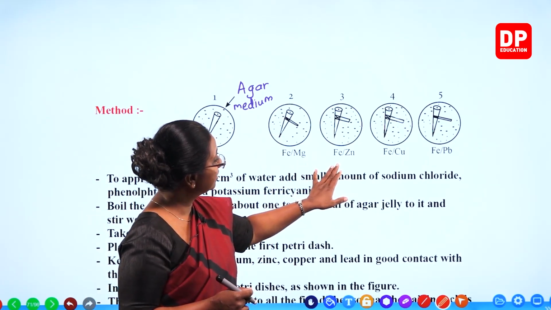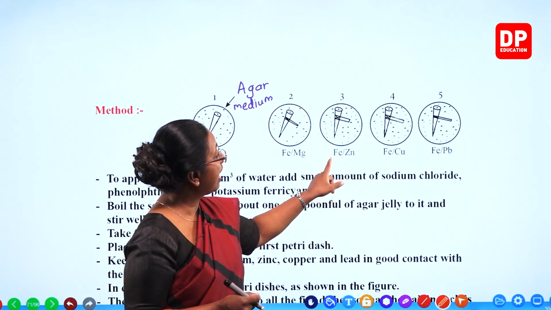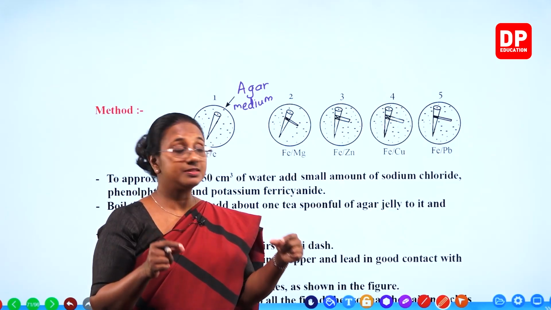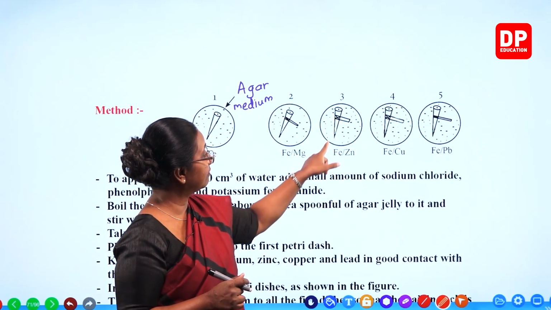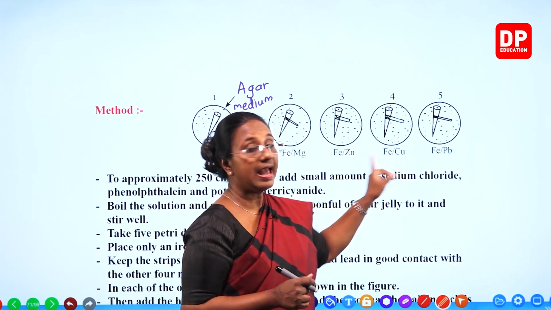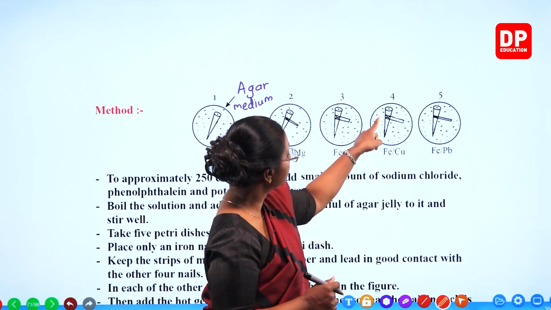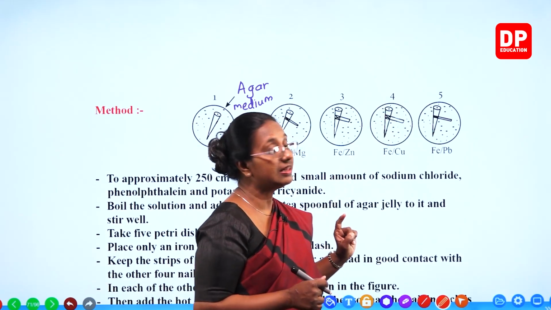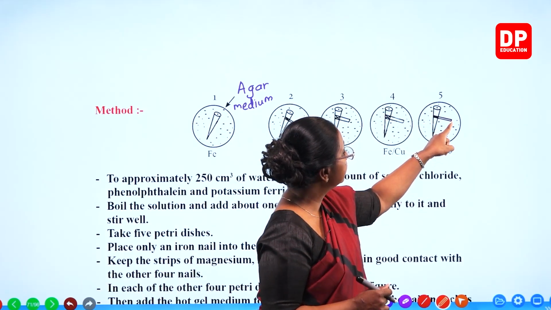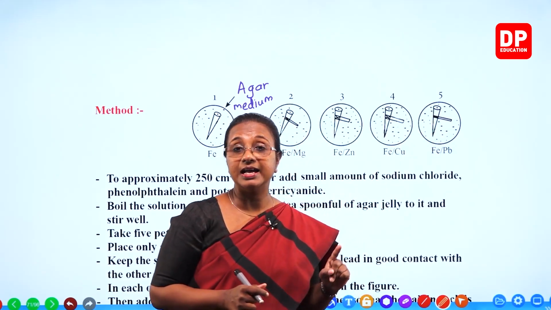The same goes for the third one, where we have iron and zinc. So a piece of metal zinc strip that is in contact with the iron nail. Then here you can see the fourth one, iron and copper. So a copper strip in contact with the iron nail. Then we have iron and lead. Lead strip in contact with the iron nail.